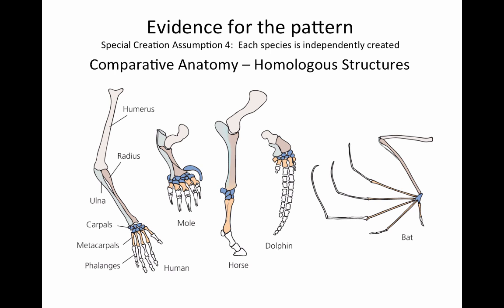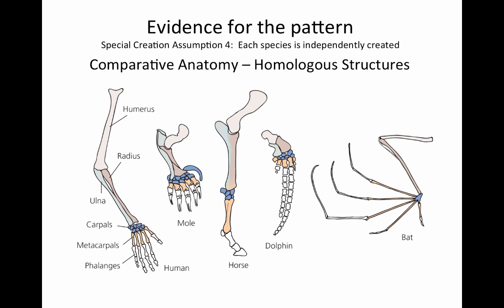In contrast, descent with modification tells us that all organisms are related to each other in this great tree of life, and there are going to be similarities between organisms based on common descent from a common ancestor. And the best evidence we have for that comes from comparative anatomy and looking at what we call homologous structures.